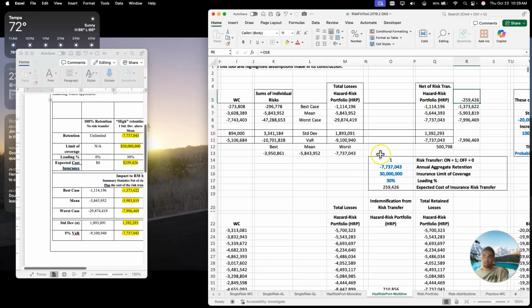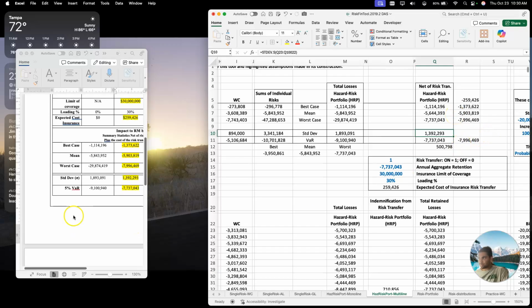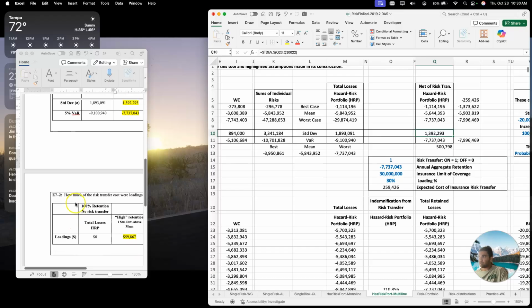Anyways, you're going to take 259,000 and add this number to 259,000, this number to 259,000, this number to 259. And you're going to see here that these three numbers are this plus 259,000, this plus 259, this plus 259. And then the standard deviation is just the net risk of transfer standard deviation, and the value at risk is the value at risk, net risk of hazard risk portfolio. So very standard stuff.